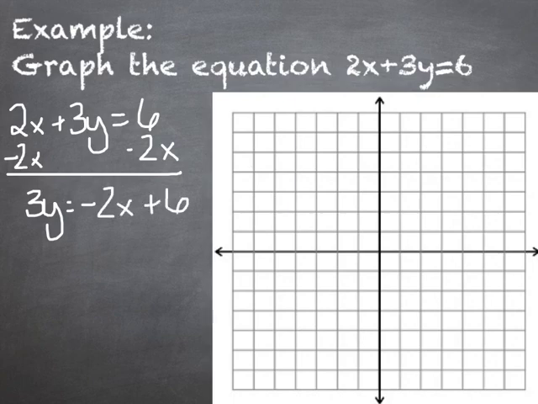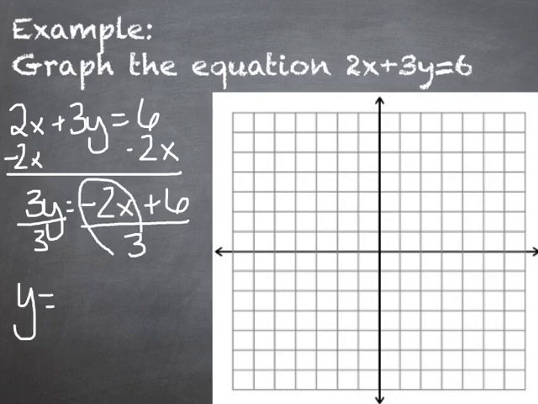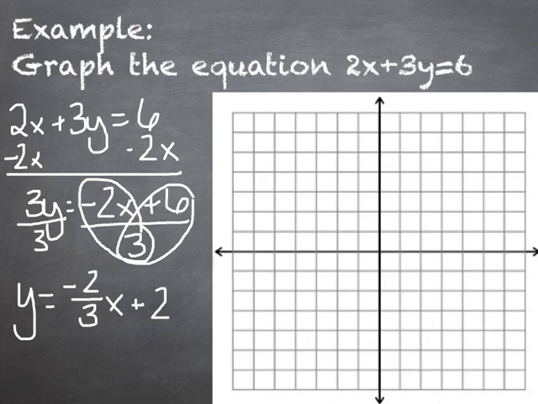Then if I want to get y by itself, I need to divide by 3. And when you do that, you will divide everything on the right side by 3. And we get y equals, first we'll do this division, negative 2 over 3x. Then we'll do this division. 6 divided by 3 is 2. Now we have this set up. Our slope equals negative 2/3, and our y-intercept equals 2. We'll go through and graph that.